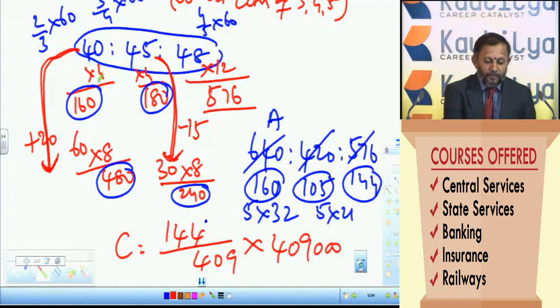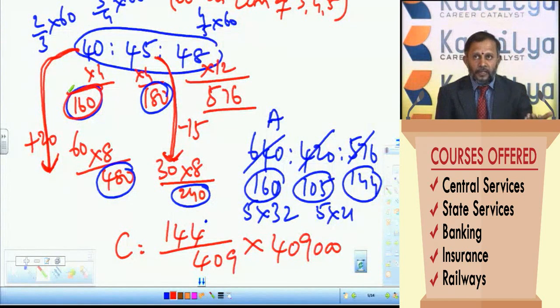40 is the investment for the first 4 months. So 40 into 4, 160. And after 4 months that is increased by 50% or half of the value. So you can take half of this 40 as 20. So that should be increased by 20. So 40 plus 20 is 60. That remains constant for the next 8 months. So 60 into 8, 480. So the total value of A is 640.